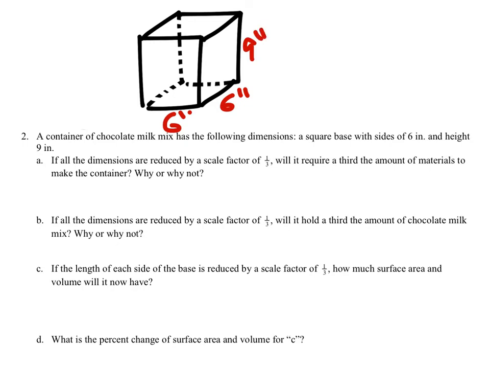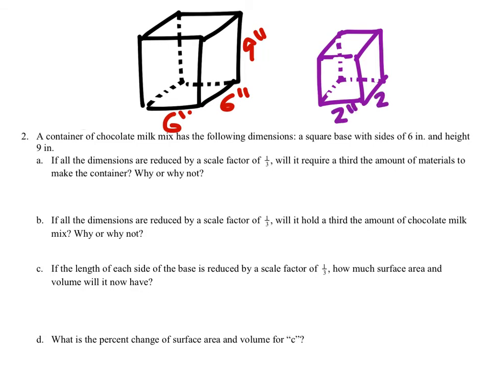If all the dimensions are reduced by a scale factor of 1/3, will it require 1/3 the amount of materials to make the container? No, because if we cut those in thirds, it now has side lengths of 2 inches, 2 inches, and 3 inches. So will it cut the amount of materials by 3? No. If you cut it down by thirds, then you would need 1/9 of the materials. The reason is that the scale factor is 1/3, so the area scale factor is 1/3 times 1/3, which cuts it down to 1/9 of the amount of materials we need.